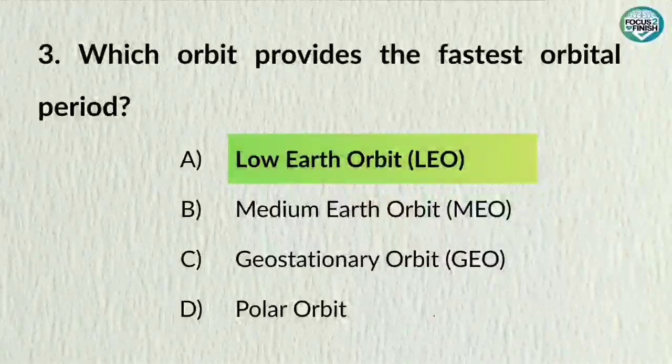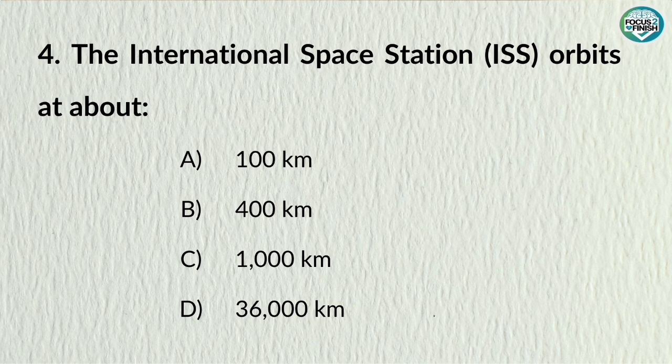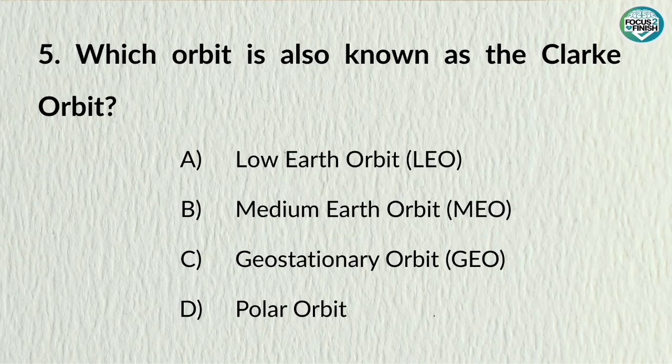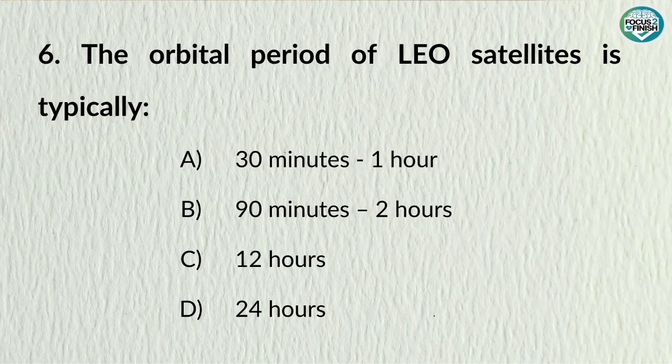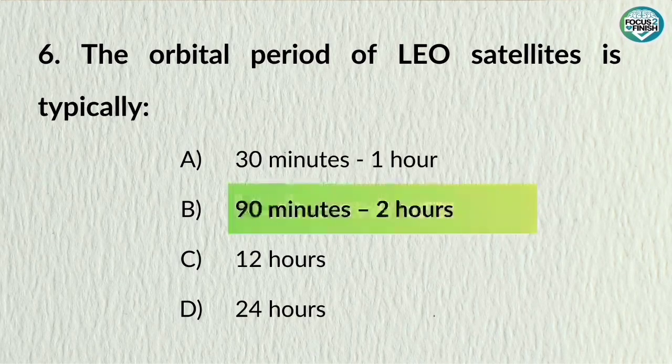Answer: Low Earth orbit. 4. The International Space Station (ISS) orbits at about. Answer: 400 kilometers. 5. Which orbit is also known as the Clarke orbit? Answer: Geostationary Orbit. 6. The orbital period of LEO satellites is typically. Answer: 90 minutes to 2 hours.